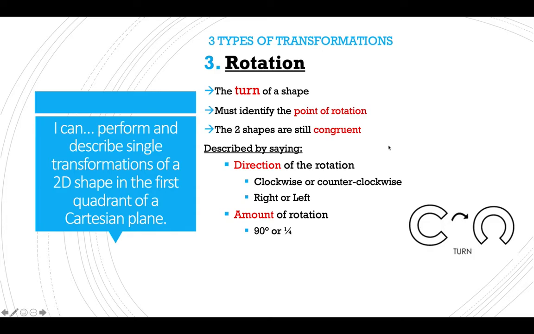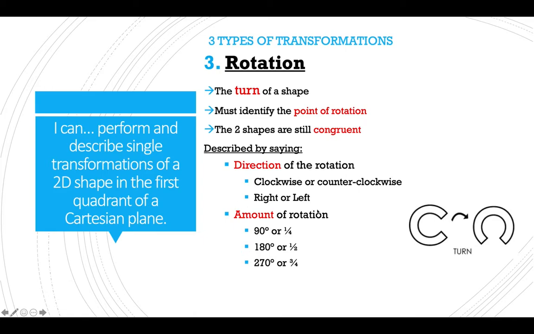So, okay, here we go. I suggest that you write this down. This is kind of like a little cheat sheet, okay? So the amount, did it rotate 90 degrees or a quarter? Okay, that would be this one. This one rotated a quarter clockwise, we would say, because the arrow even shows us, okay? The next one would be 180 degrees, which would be a half turn, or 270 degrees, which would be 3/4 of a turn.